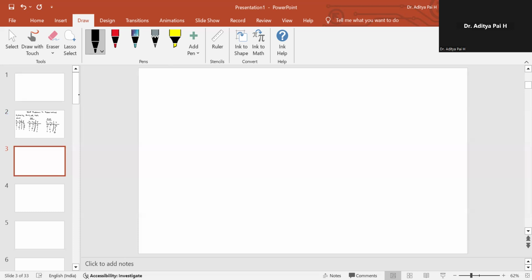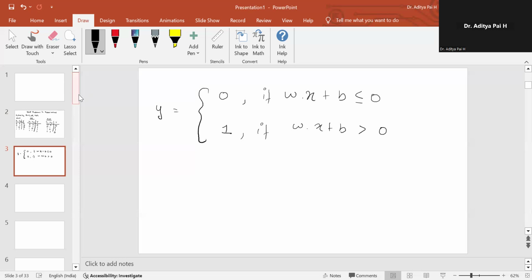So the perceptron output y is either 0 or 1, and is computed as 0 if w dot x plus b is less than or equal to 0, and 1 if w dot x plus b is greater than 0. So if w dot x plus b is less than or equal to 0, the perceptron output will be 0. If the value is greater than 0, the perceptron output will be 1. So it is very easy to build.